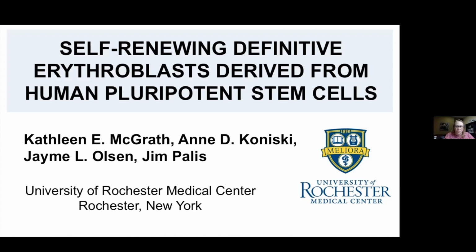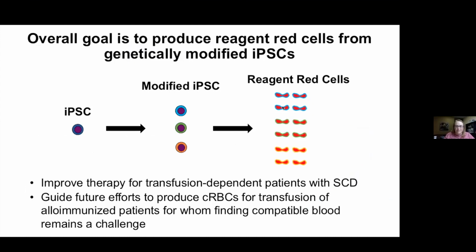Our overarching goal is to develop reagent red cells using genetically modified iPS cells, which will allow us to express specific blood antigens to better type blood, which will be especially helpful for our sickle cell patients. And we hope also will provide some insights to help with a long-term goal to make transfusible cultured RBCs.